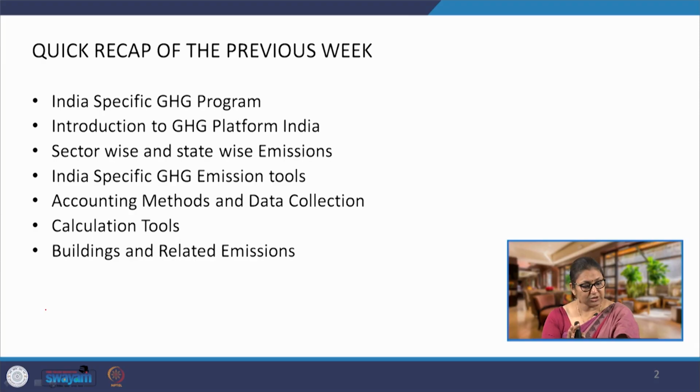But before I go over discussing the emissions of an airport, we will take a quick recap of what we have discussed in the previous week. We talked about the India specific greenhouse gas program, and we also looked at the GHG platform India. We looked at the sector wise and state wise emissions which are available from GHG platform India, and then India specific GHG emission tools. We also discussed accounting methods and data collection. We looked at a couple of calculation tools, and then we went on to see some examples using these calculation tools as to how we can calculate the reduction in GHG emissions.